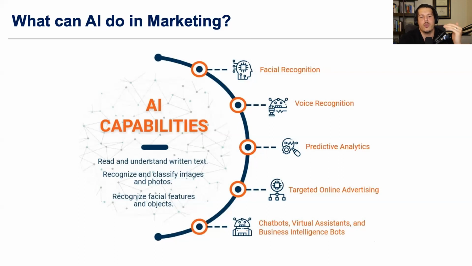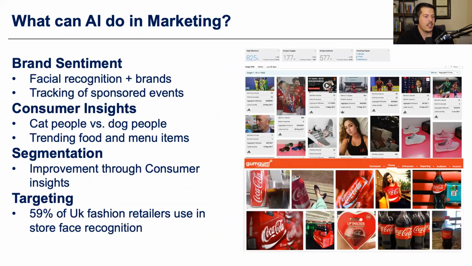What AI can do is, as you can see here, read and understand written text, recognize and classify images, and recognize facial features and objects. And how that looks is, for example, what you can see here. With AI in marketing, there are different things we can analyze, for example brand sentiment. Based on AI algorithms, we can see if someone posts something, as you can see here on the right, holding a Coca-Cola and smiling, it has a good sentiment about the brand. Or also on a natural language processing piece, and I'm going to talk about all these different pieces in a minute as well.